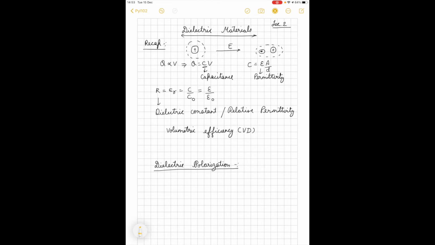Good morning, guys. So, welcome back to the second lecture on dielectric materials. In the last lecture, we saw the mechanism of polarization.